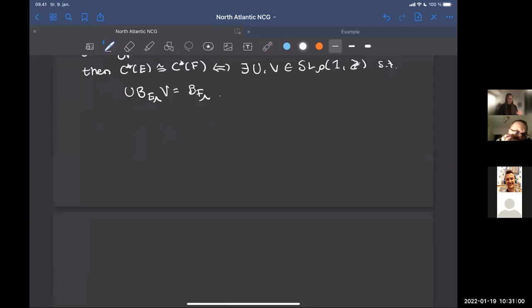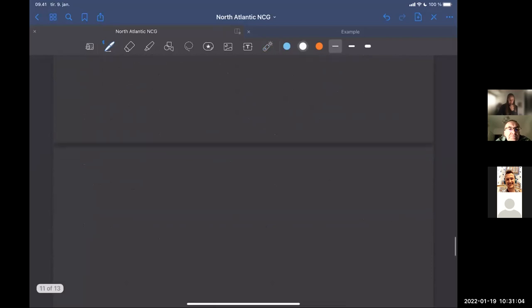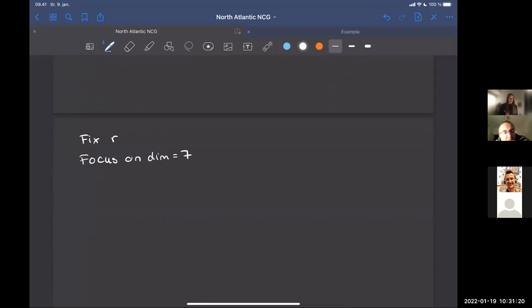let me explain what this theorem means for these quantum lens spaces. Let me fix this order of the acting group. I will come back to it later. And then we will focus on dimension 7. The reason is that when we set up the adjacency matrix for dimension 7, we also get the ones for dimension 3 and 5. So let's just focus on that.